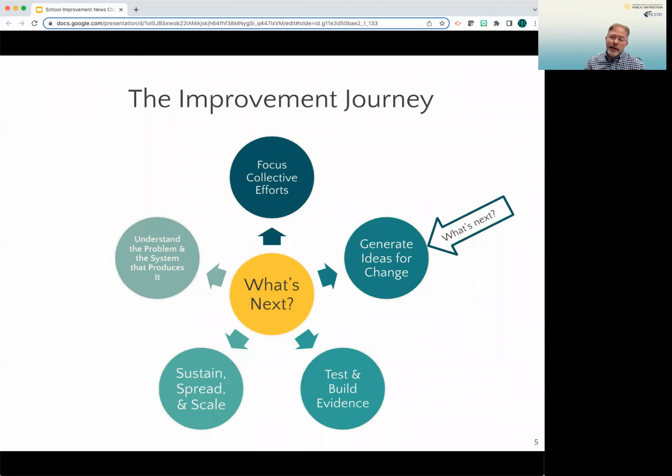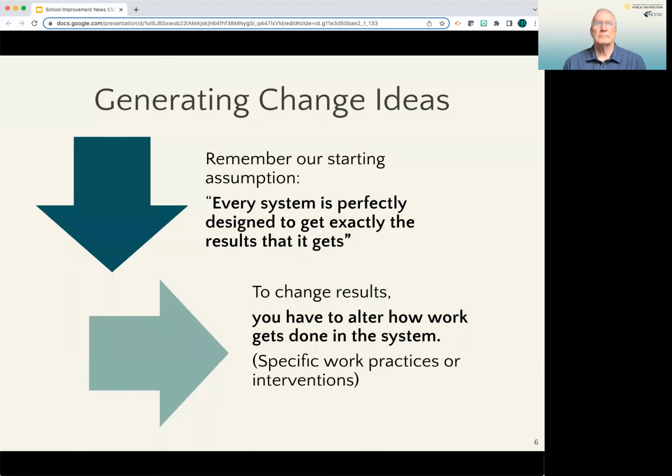Once you've identified key drivers that influence the goals you're trying to achieve, you'll need to generate some change ideas to address those drivers. Improvement science works under the assumptions that the results that we get are due to the systems that we already have in place. So change ideas should address how work gets done in the system. This could involve design or redesign of a process, instructional strategy, or a service.